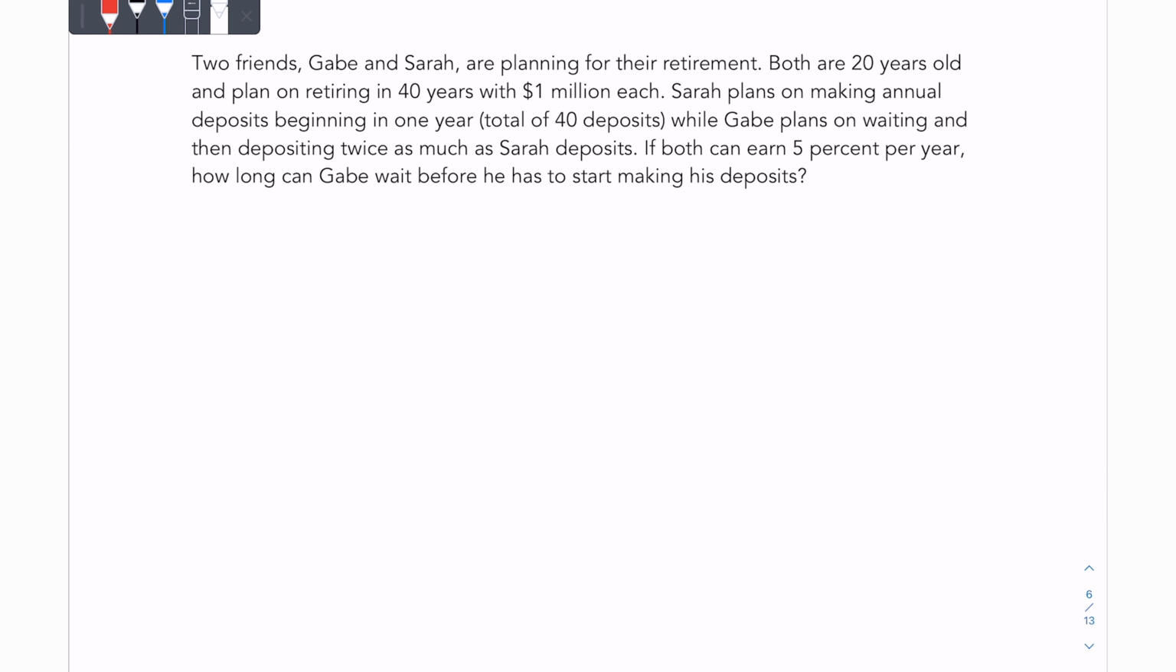Two friends, Gabe and Sarah, are planning for their retirement. Both are 20 years old and plan on retiring in 40 years with $1 million each. Sarah plans on making annual deposits beginning in 1 year for a total of 40 deposits, while Gabe plans on waiting then depositing twice as much as Sarah. If both can earn 5% per year, how long can Gabe wait before he starts making his deposits?